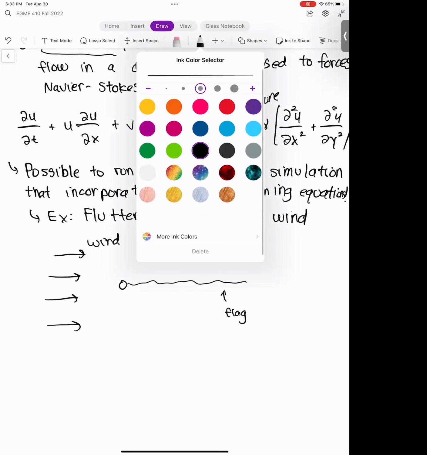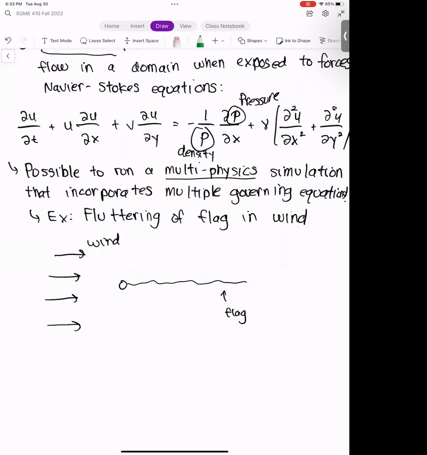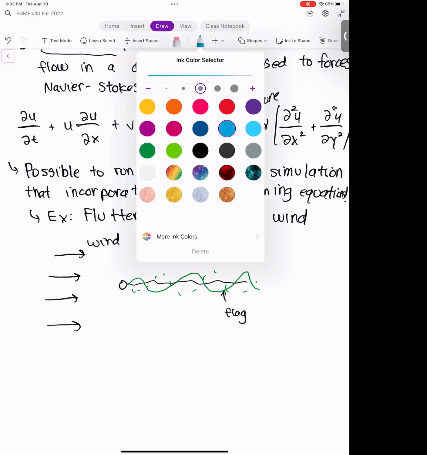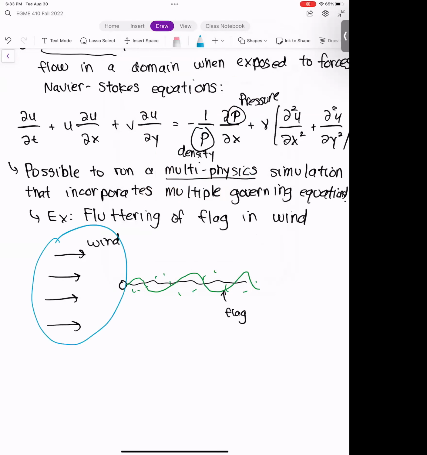And if you've ever observed the motion of the flag, you'll see it doesn't just stay still. It always flutters in the wind just like that, right? You're going to have this very interesting motion where the flag is fluttering back and forth like that, right? This is a great example of multi-physics. You have multiple things going on. First of all, you have the fluid mechanics of the wind.